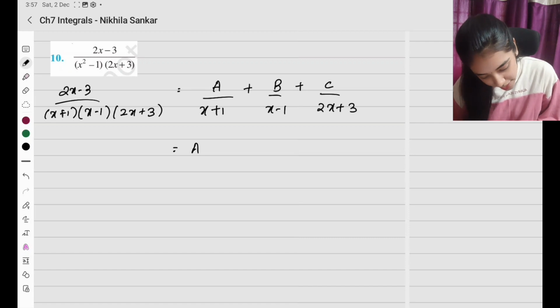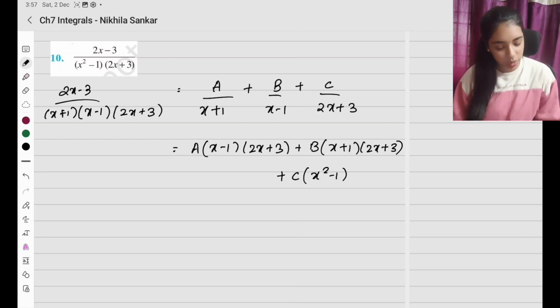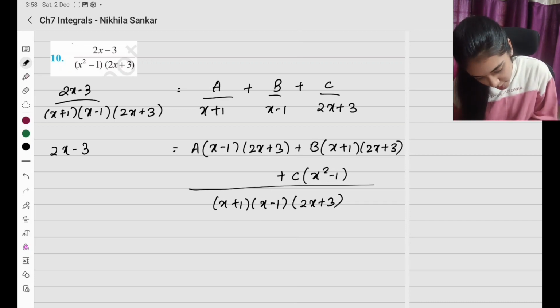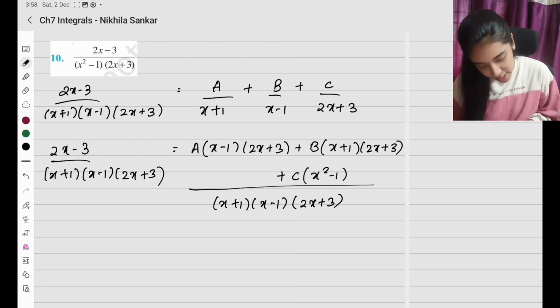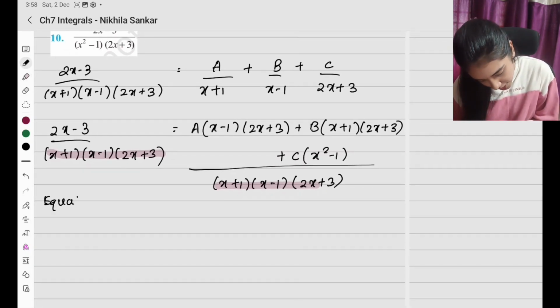Okay, now let's take the LCM. So I have a times what is missing, x minus 1 times 2x plus 3, plus here what is missing, x plus 1 times 2x plus 3, plus in the c term what is missing, x square minus 1, that is x plus 1 into x minus 1, the whole divided by x plus 1 times x minus 1 times 2x plus 3. So this side what do I have, 2x minus 3 divided by x plus 1, x minus 1, 2x plus 3. Since the denominators are equal, I can equate the numerator. Okay, always write that step. So you can equate the numerator.